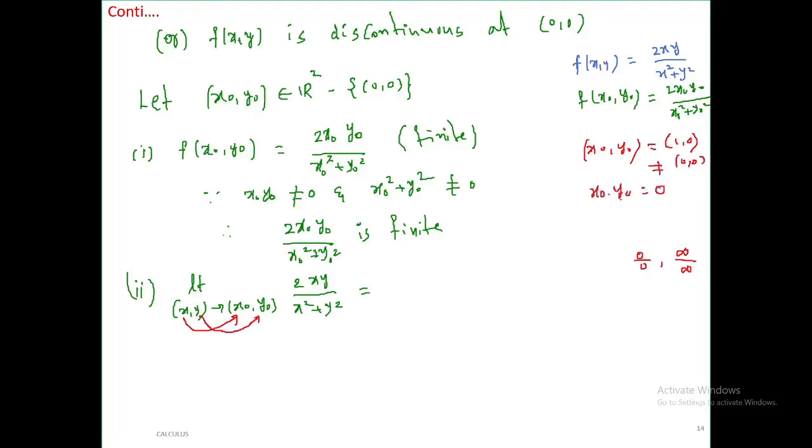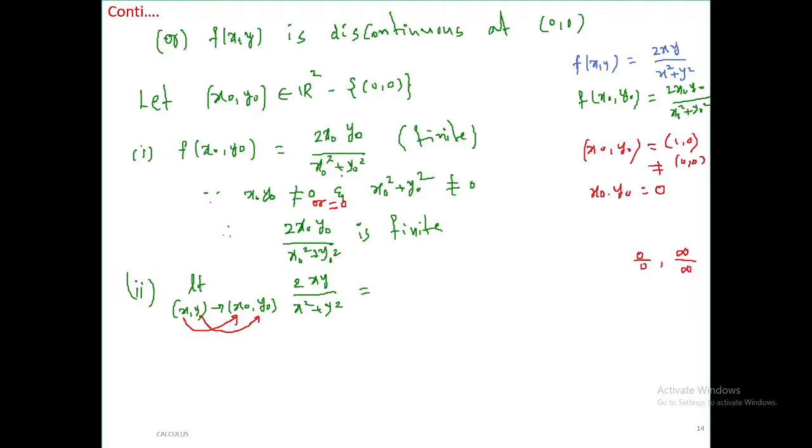X naught is 1, y naught is 0. So the numerator can be not equal to 0 or equal to 0. But the denominator is never equal to 0. It is always not equal to 0. Whatever point other than the origin you choose, the denominator is never 0. Once the denominator is never 0, this value is a finite value.